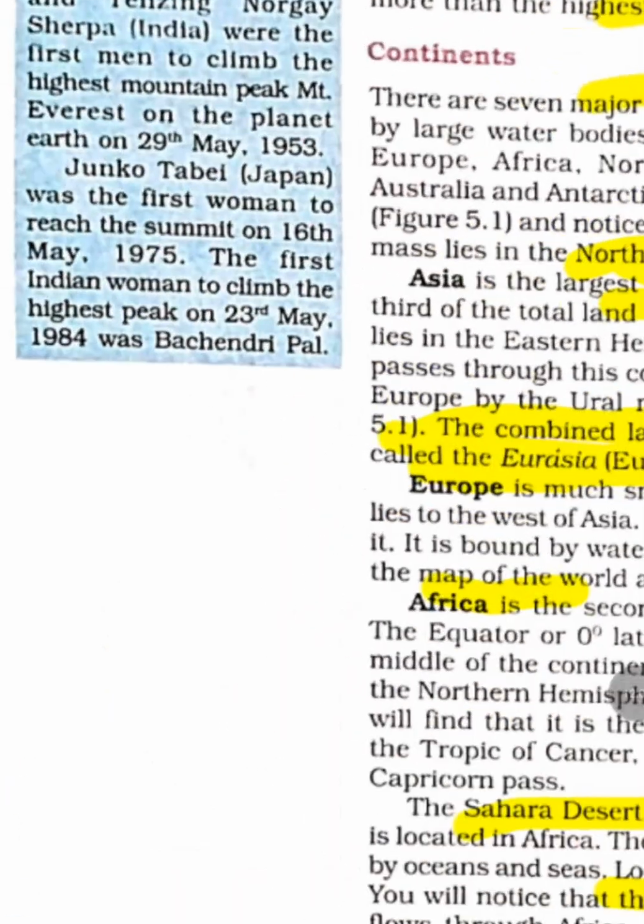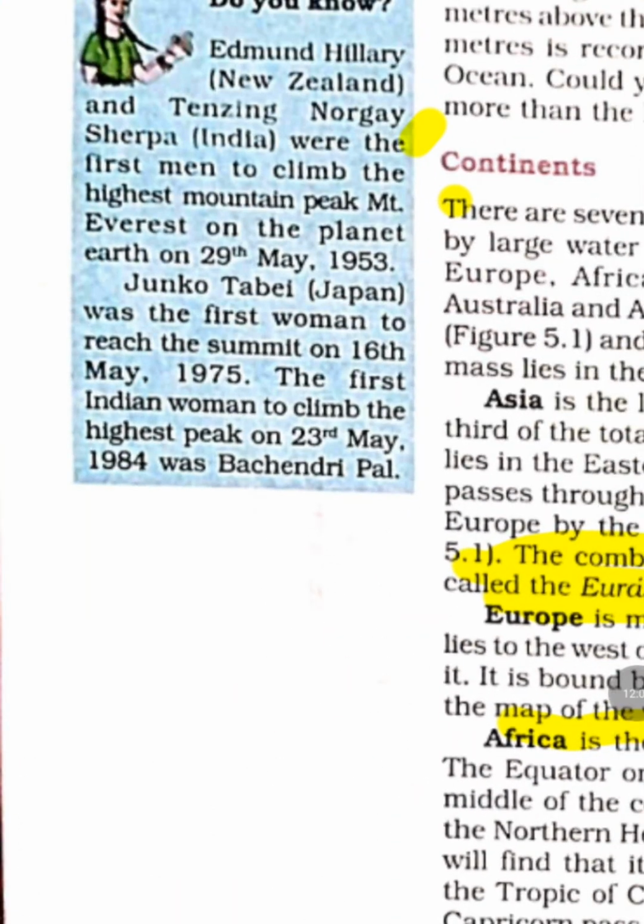Do you know that Edmund Hillary of New Zealand and Tenzing Norgay Sherpa of India were the first men to climb the highest Mount Everest on the earth, on 29 May 1953. Junko Tabei of Japan was the first woman to reach the summit, on 16 May 1975. The first Indian woman to climb the highest peak is Bachendri Pal in 1984.